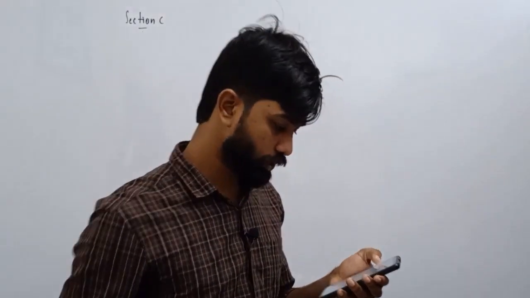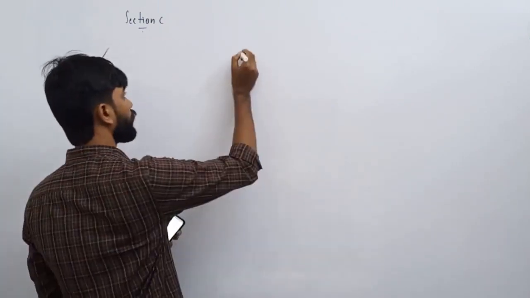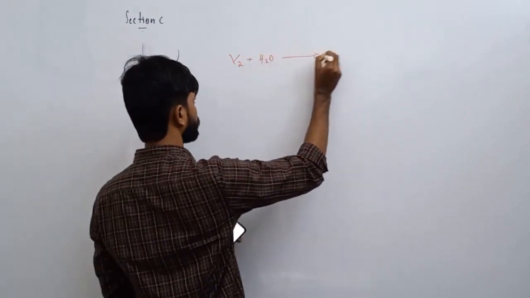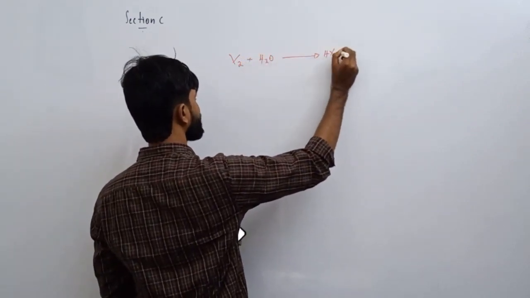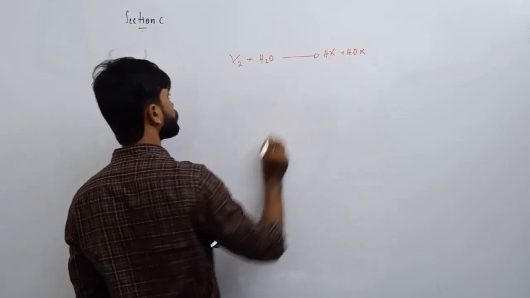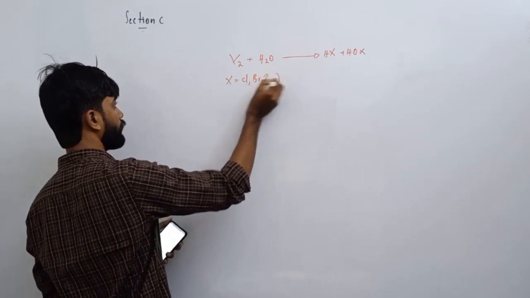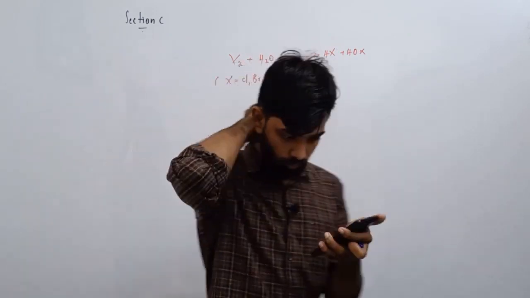Next question is from redox reactions. Which element undergoes disproportionation in water? We already told you that halogens, any halogens, can undergo disproportionation in water except fluorine. It turns to HX plus HOX. And the halogen may be chlorine, bromine or iodine, not fluorine. So here we can choose chlorine.